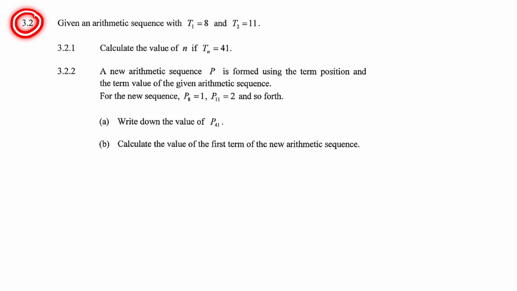Question 3.2. Given an arithmetic sequence with term 1 equal to 8 and term 2 equal to 11, calculate the value of n if Tn is equal to 41. So if term 1 is equal to 8, then we have the a value as 8. And if term 2 is 11, we have the constant difference, because that's what arithmetic sequence means. So the constant difference is term 2 minus term 1, and that is equal to 3.